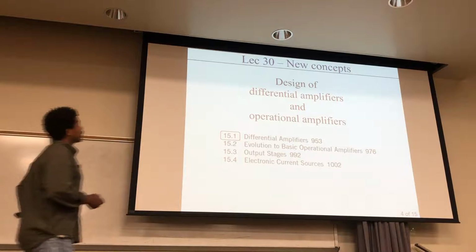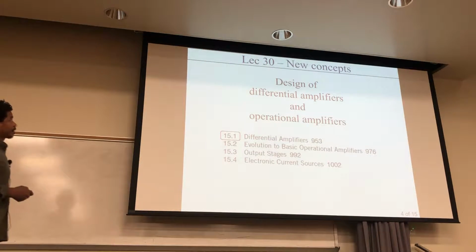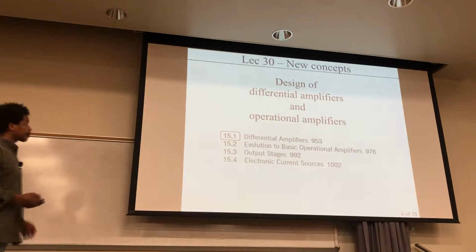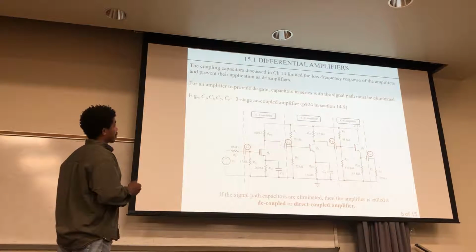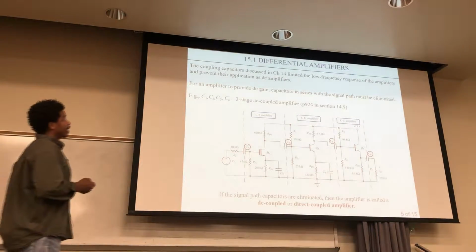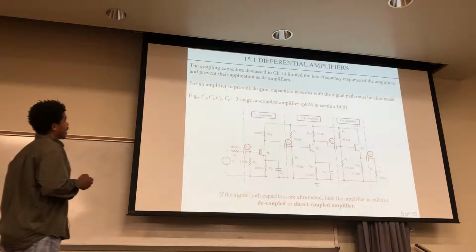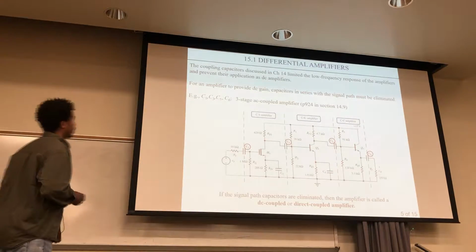Okay, so that gives us a segue into chapter 15. This is going to be design of differential amplifiers and operational amplifiers. We'll start off with differential amplifiers. The coupling capacitors, now discussed in chapter 14, where we just left off, limited the low frequency response of these amplifiers and prevented their application as DC amplifiers. So that's one of the downsides.